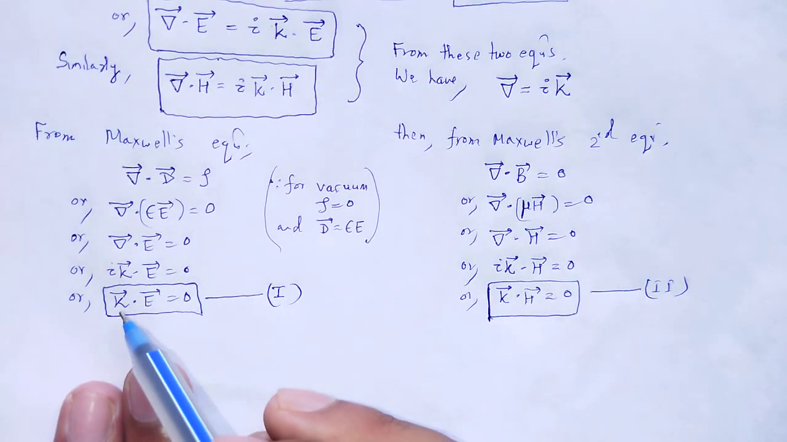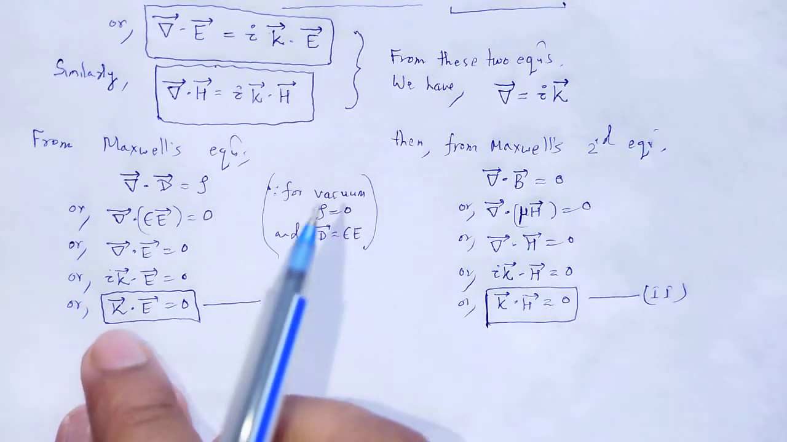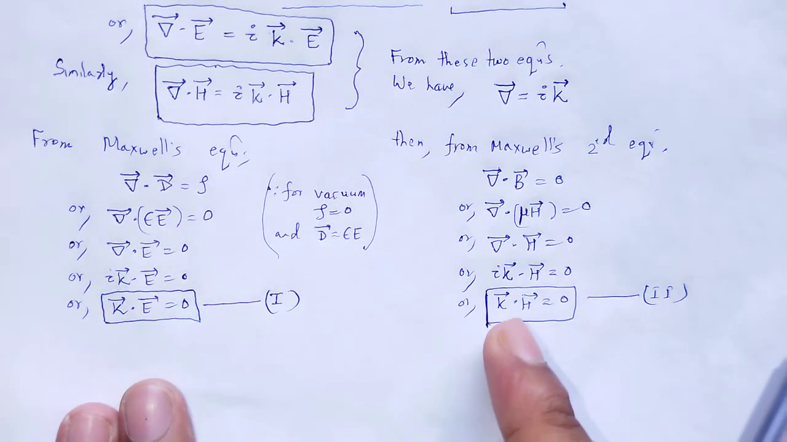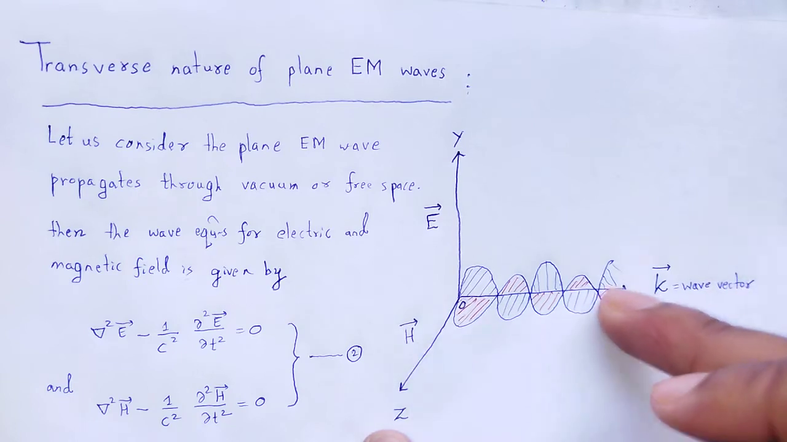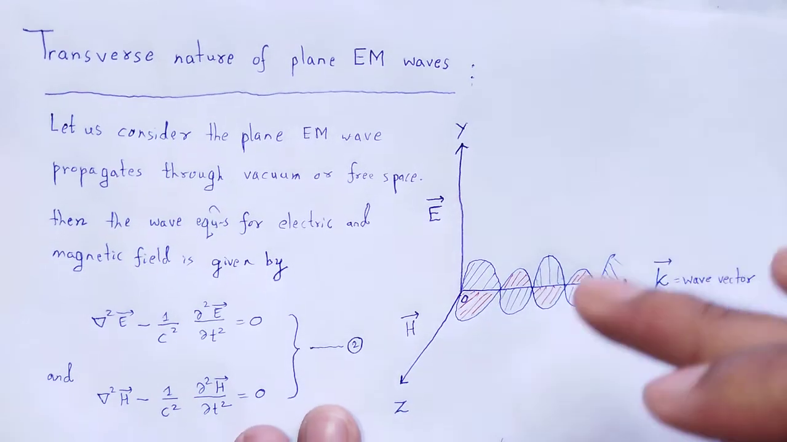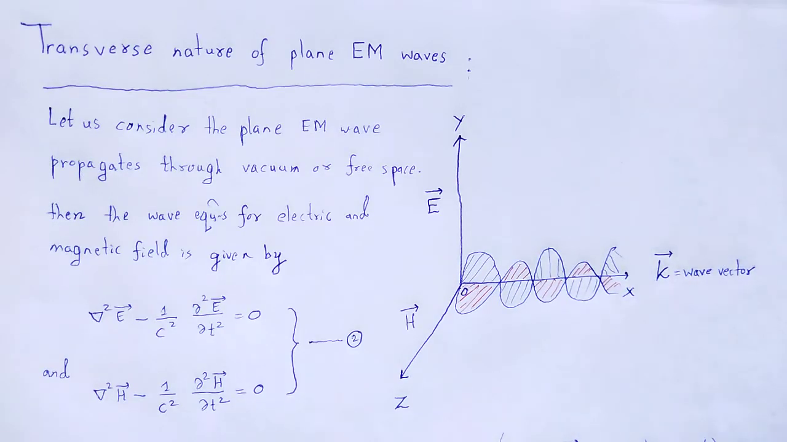Look here, the dot product of two vectors is 0. Then the angle between these two vectors is ultimately 90 degrees. So, the angle between k and E vector is 90 degrees, the angle between k and H is 90 degrees. So, we can say that the plane electromagnetic waves are transverse in nature.